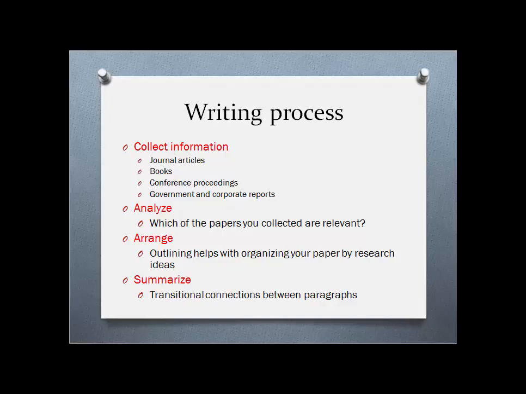And then you have to analyze all of your papers that you just collected. So which of those are actually relevant to your topic. And then you want to arrange those papers, and you can write an outline of your literature review, and then arrange your papers by the different research ideas for each of the paragraphs that you'll have in your review. Summarize and use transitional connections between paragraphs so that it flows really nicely and you know where you're going with that review.